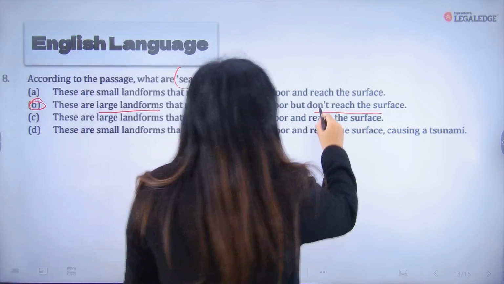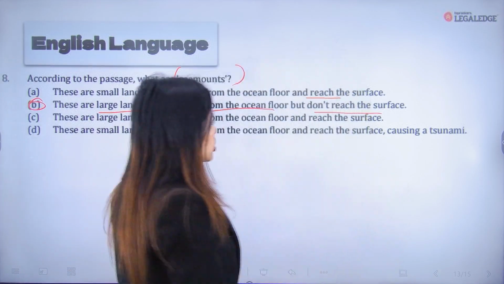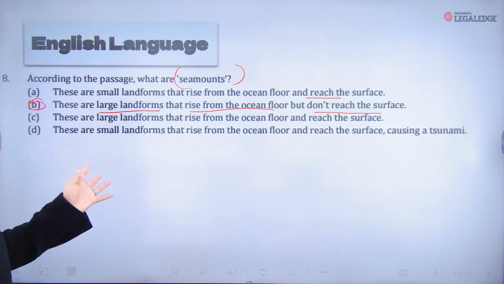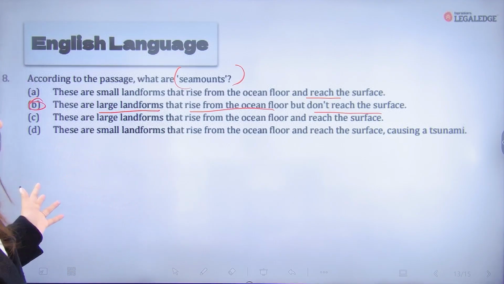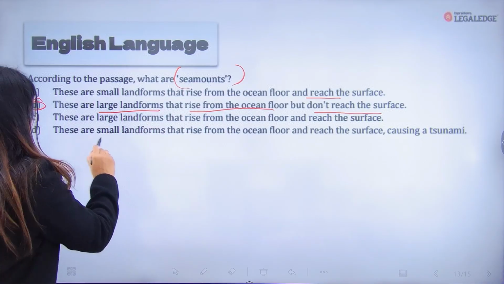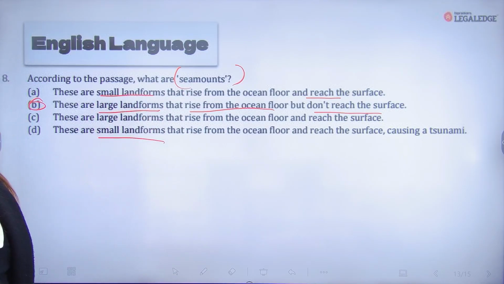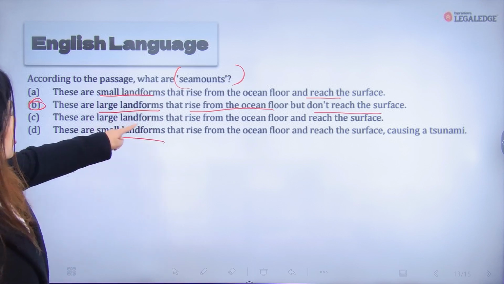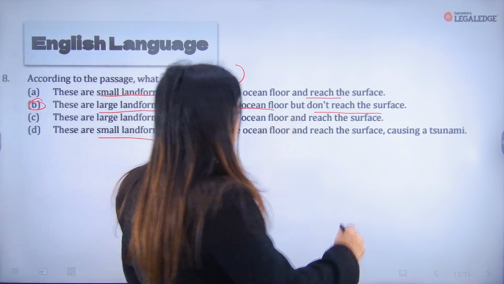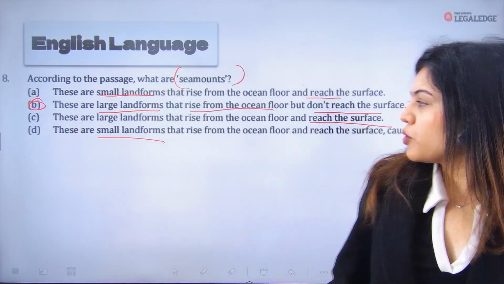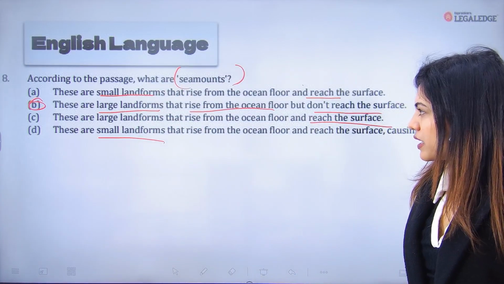Okay. This cannot be because here it is written "reach the surface", whereas in the passage it's clearly mentioned that they do not reach the surface, right? After that, this one is also clearly eliminated because small landforms is something which is not at all mentioned. Large landforms that rise from the ocean floor and reach the surface is again similar to this one, right? So both of these options would be eliminated pretty easily.